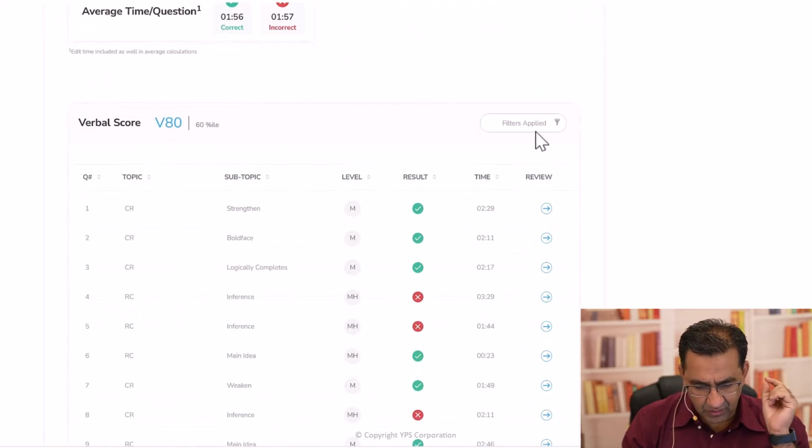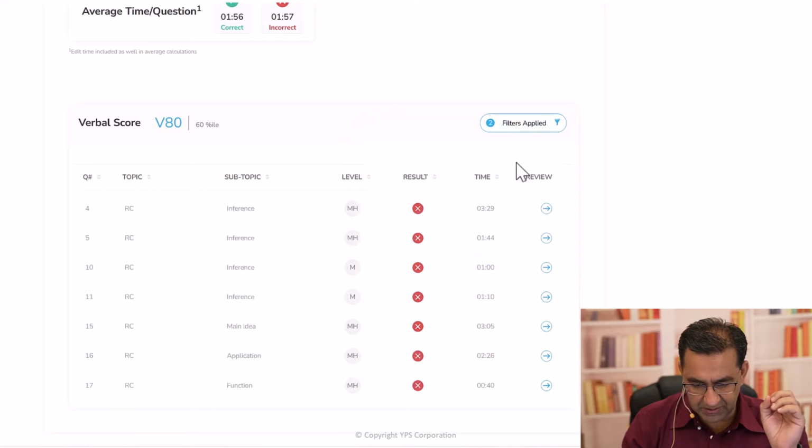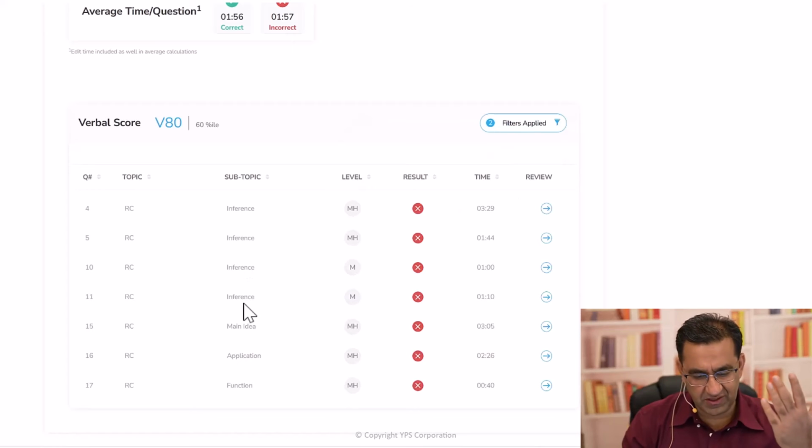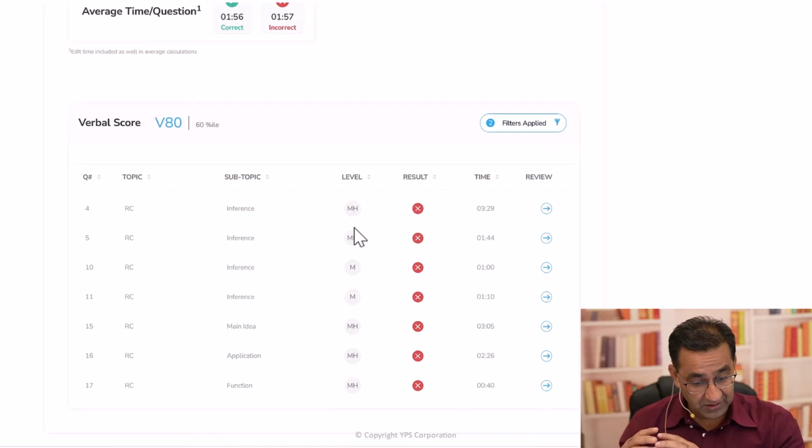Now, one thing that I want to make sure that we do is I'm going to again go to the same analysis. I'm going to look at incorrect questions. I'm going to look at just RC, and I'm going to apply this here. When you see incorrect in RC, you see there are 4 questions in inference, as well as, of course, one question in main idea, application and function. The fact really is you have four questions in inference, both at medium and medium hard, clearly showing this student has issues with inference, clearly showing that it's not just at an application level but also at a conceptual level.